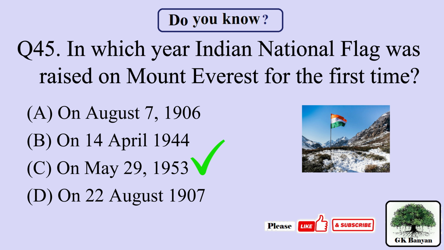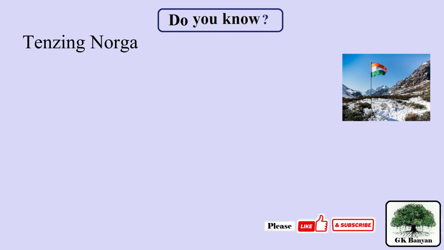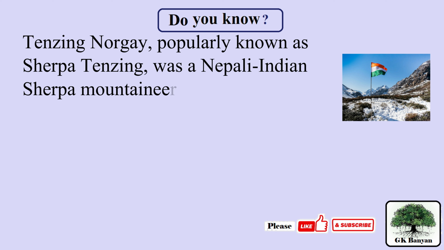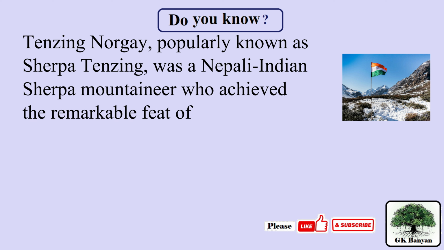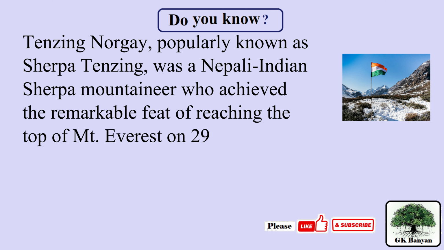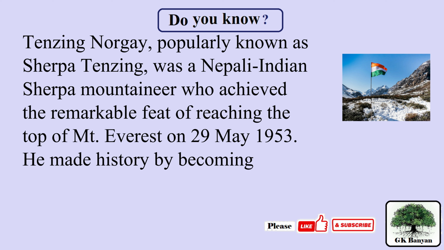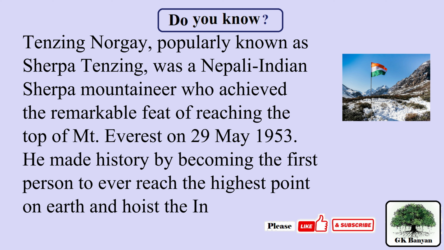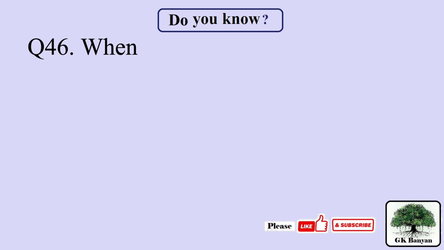On May 29, 1953. Tenzing Norgay, popularly known as Sherpa Tenzing, was a Nepali Indian Sherpa mountaineer who achieved the remarkable feat of reaching the top of Mount Everest on 29 May 1953. He made history by becoming one of the first people to ever reach the highest point on earth and hoist the Indian national flag. Question 46.